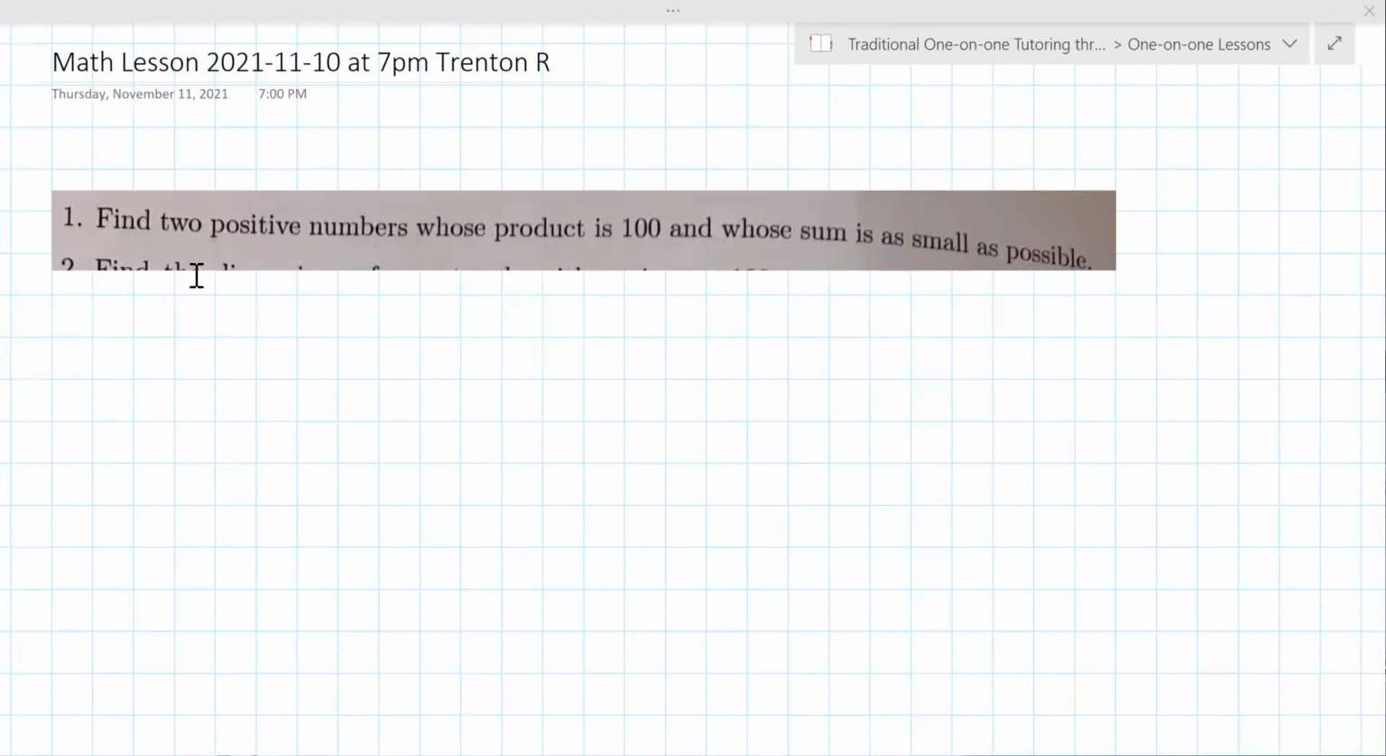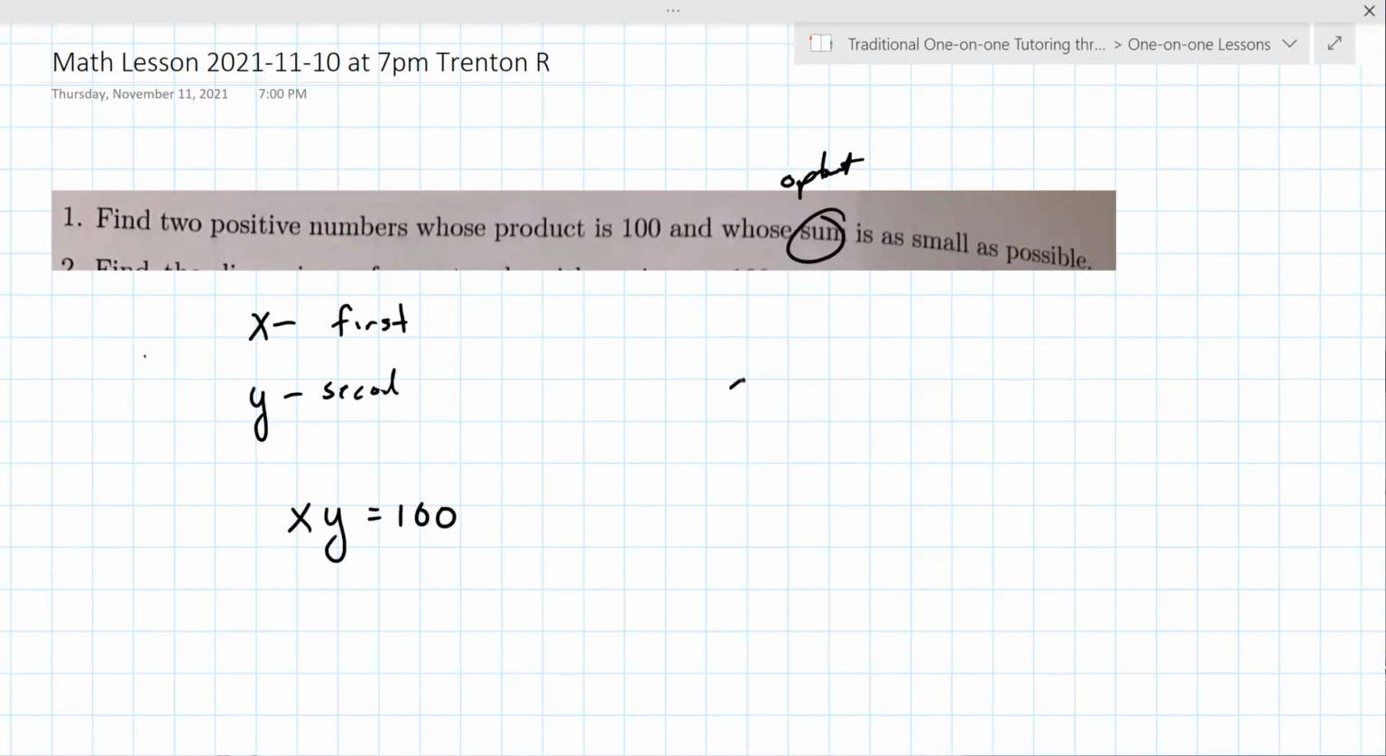Find two positive numbers whose product is 100 and whose sum is as small as possible. Have you seen this problem in class? Nope. Okay, so we're going to call x the first number and y the second. Their product is 100 and their sum, we're trying to optimize the sum. The sum here is x plus y.